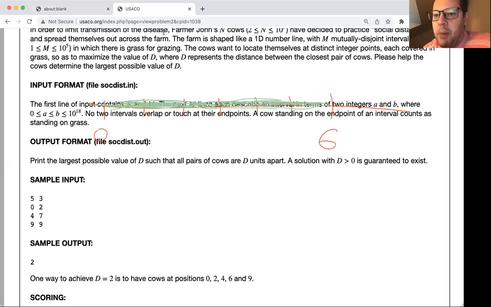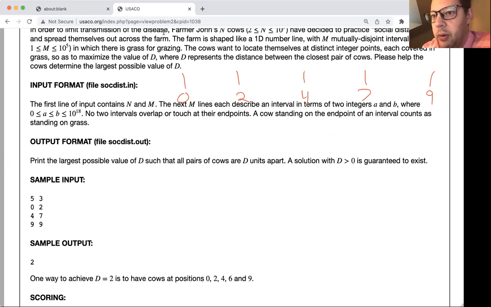Like, for example, if I go back to this example case where I had, let's see, this was 0 to 2, and then 4 to 7, and then just at 9 only. I'm going to draw green here. So I had grass from 0 to 2, 4 to 7, and at 9 only. If we were to try and use this approach and place our 5 cows here, we might place one at 0, we might place one at 9. We're going to want to place the next one in the middle, which is probably going to be like 5.